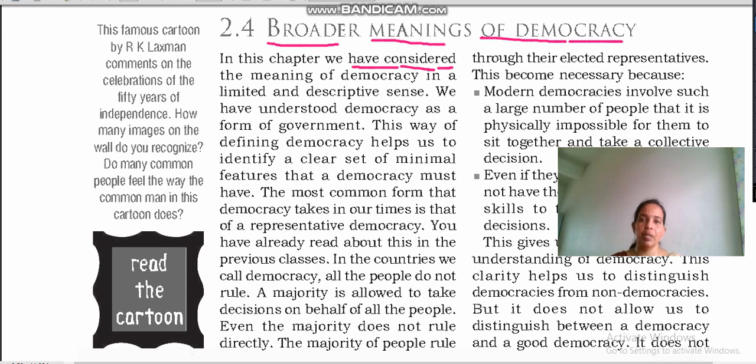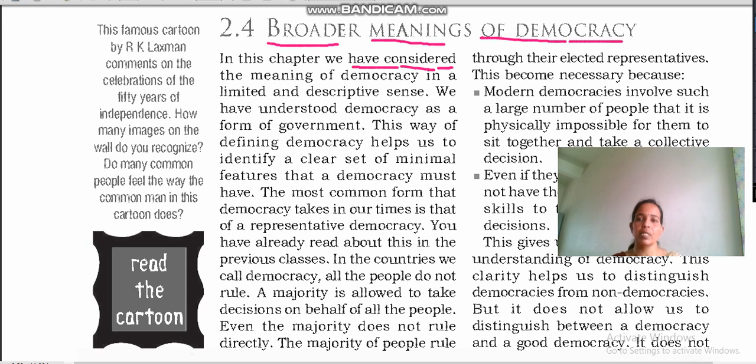In the earlier part, we have seen the definition of democracy and the merits and demerits of democracy. Now we will see the broader meaning of democracy, how to make meaning of democracy. Here in this part we will see.